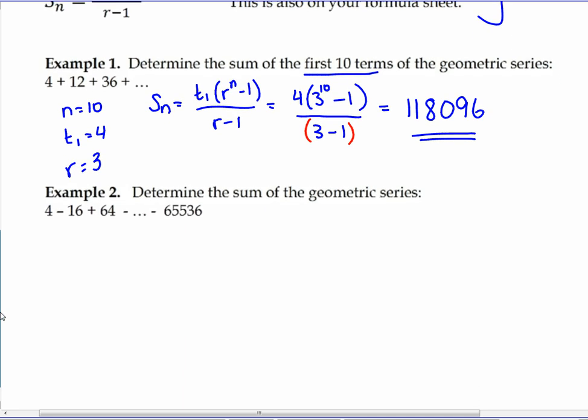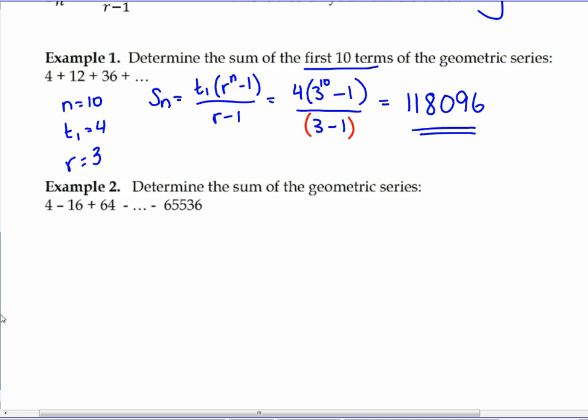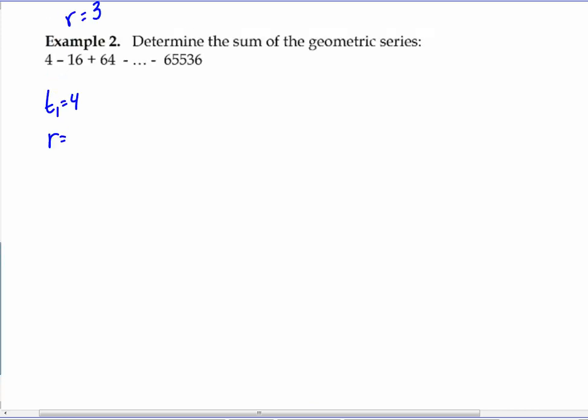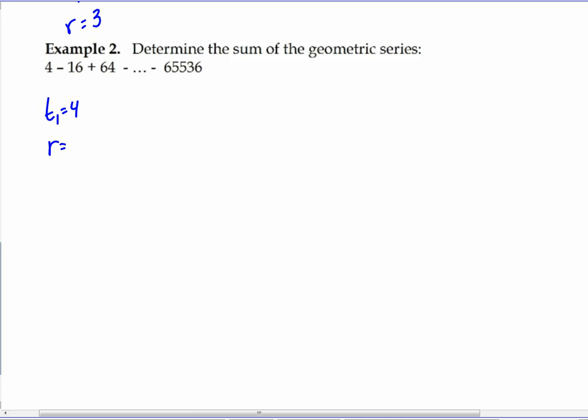Okay. So this is second example here. That's just what we know. Determine the sum of this series, geometric series. First term is 4. What's the common ratio this time? What are we multiplying by? Is it 4 or negative 4? Negative 4. Okay, our common ratio is negative 4. And that's why the sign keeps switching. Common ratio is negative 4.